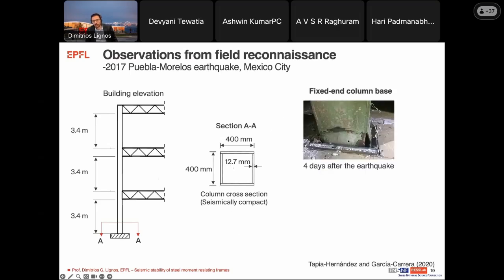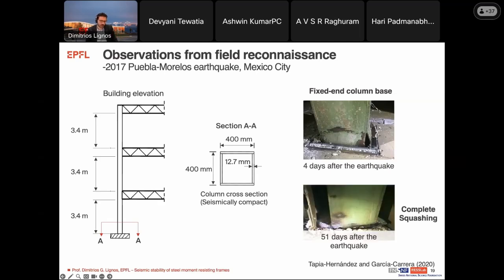And what happened here in the fixed end column base, this image was taken 4 days after the earthquake. So you see the local buckling here happened and the column was slightly shortened because here this was a box column with welds in the corners. The welds also essentially experienced fracture. And 51 days after the earthquake, after multiple aftershocks, you see that the column experienced complete squashing because of this issue of axial shortening I raised.